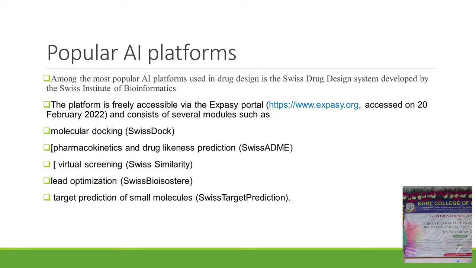It is free. So this open one, Swiss Drug Design, involves molecular docking and pharmacokinetics and drug likeness prediction, virtual screening, lead optimization, target prediction of the small molecules. Like this, several companies, AstraZeneca and even Bayer, all the companies have invested their money in the CROs who are developing this artificial intelligence.